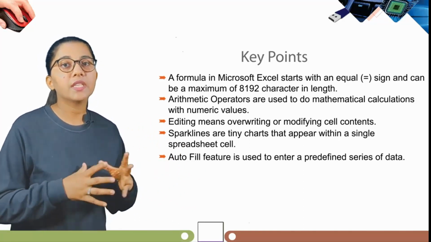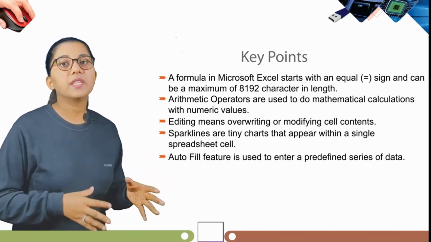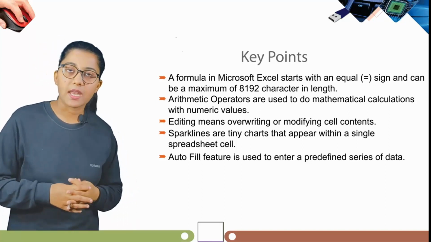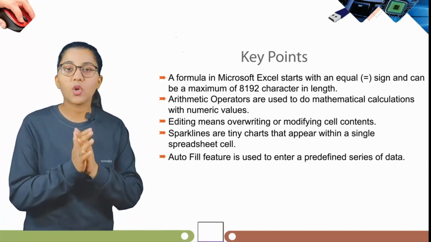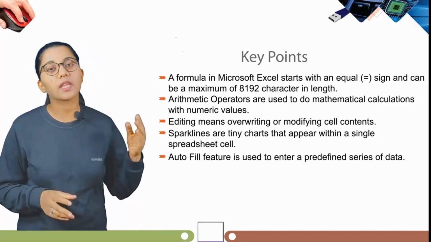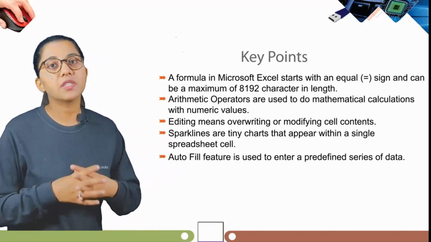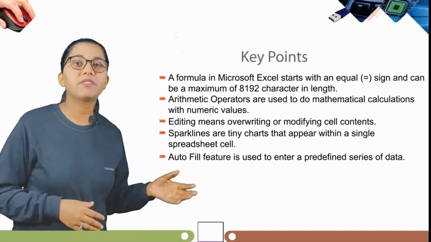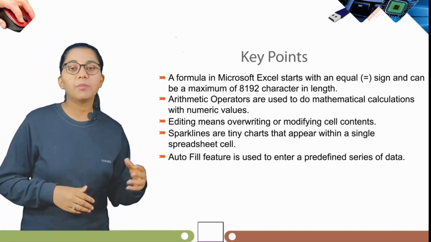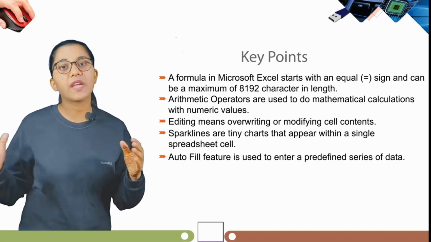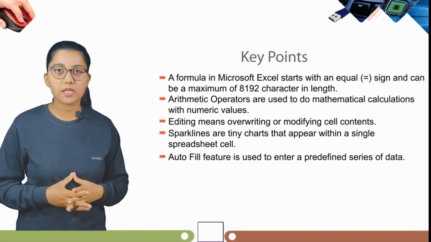Sparklines are tiny charts that appear within a single spreadsheet cell. So sparklines are tiny charts in cells that we can see in our spreadsheets. The autofill feature is used to enter a predefined series of data. We can use the autofill feature to enter any predefined series of data.